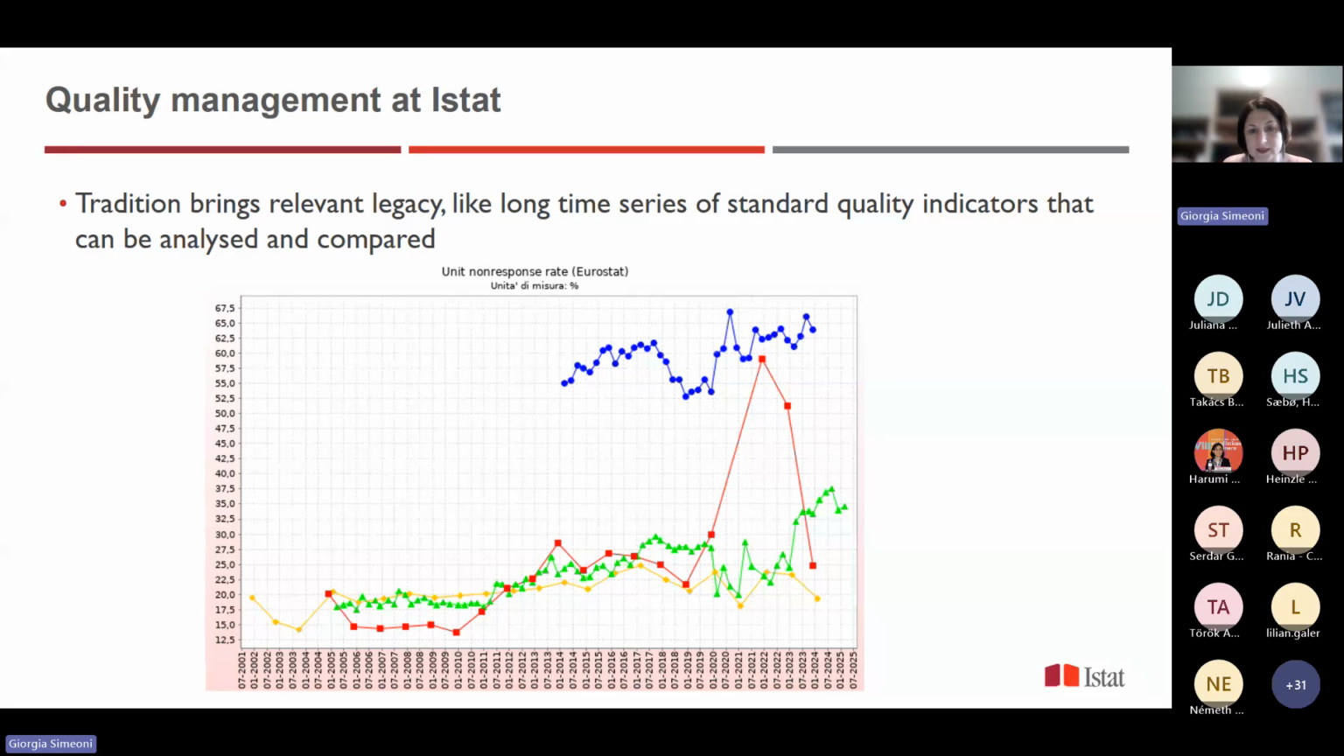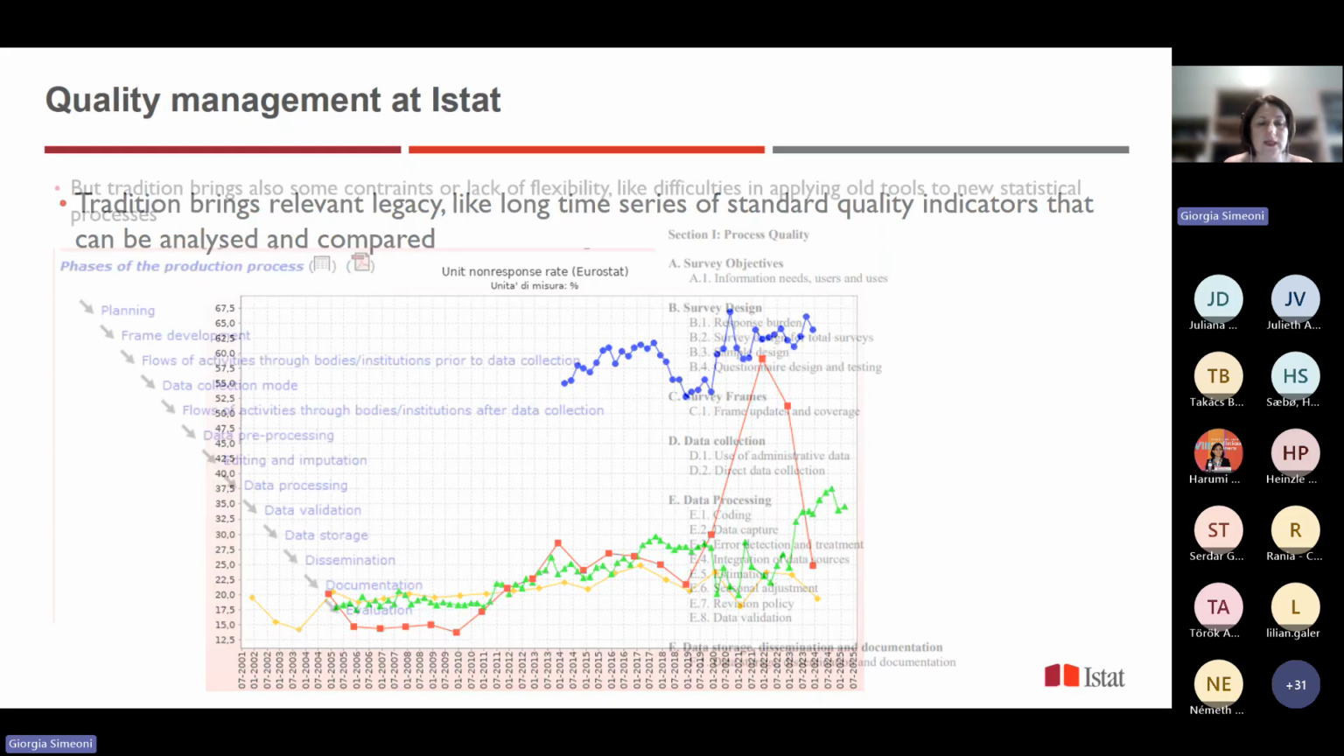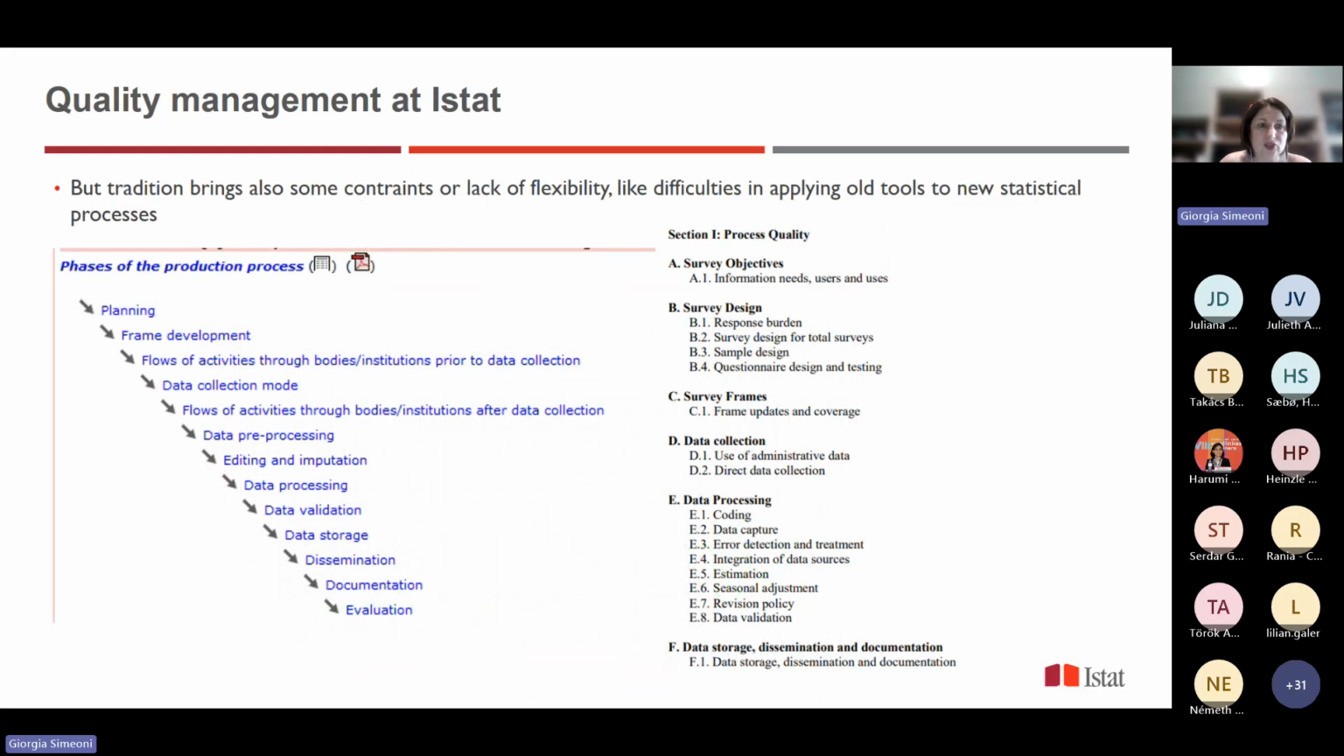You can see, for example, that unfortunately the trend is worsening and that we have some problems during the COVID period. But this is just an example to see how rich the information we collect on quality is. But tradition also brings some constraints or lack of flexibility.